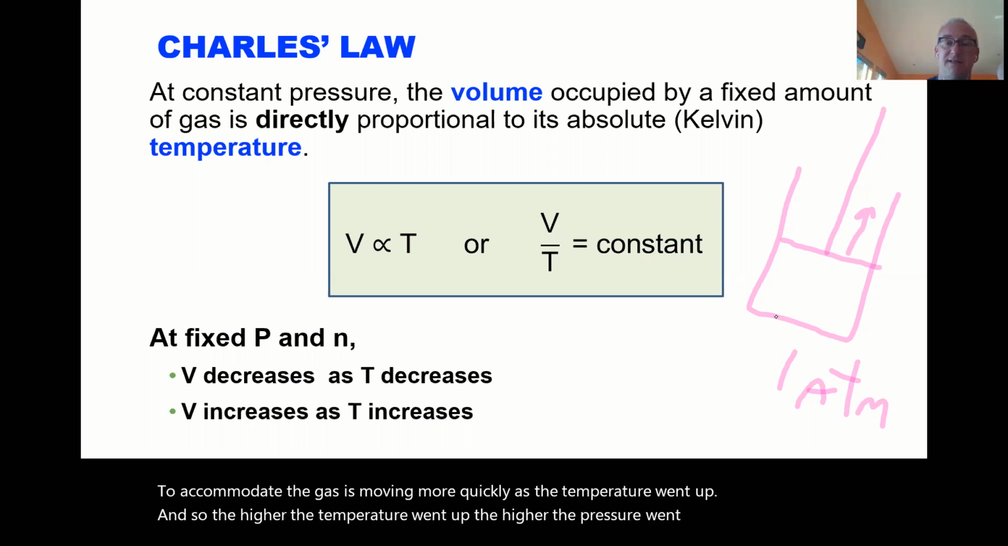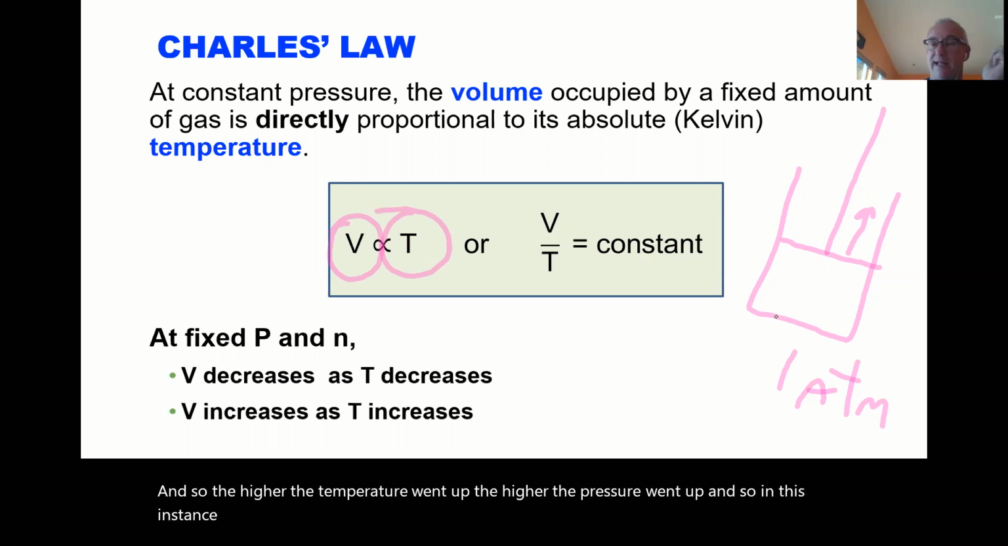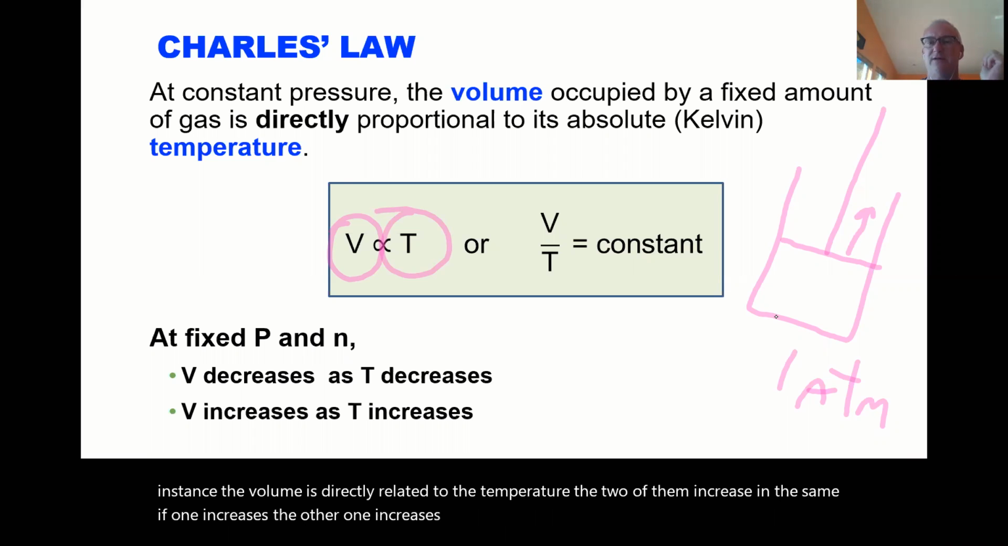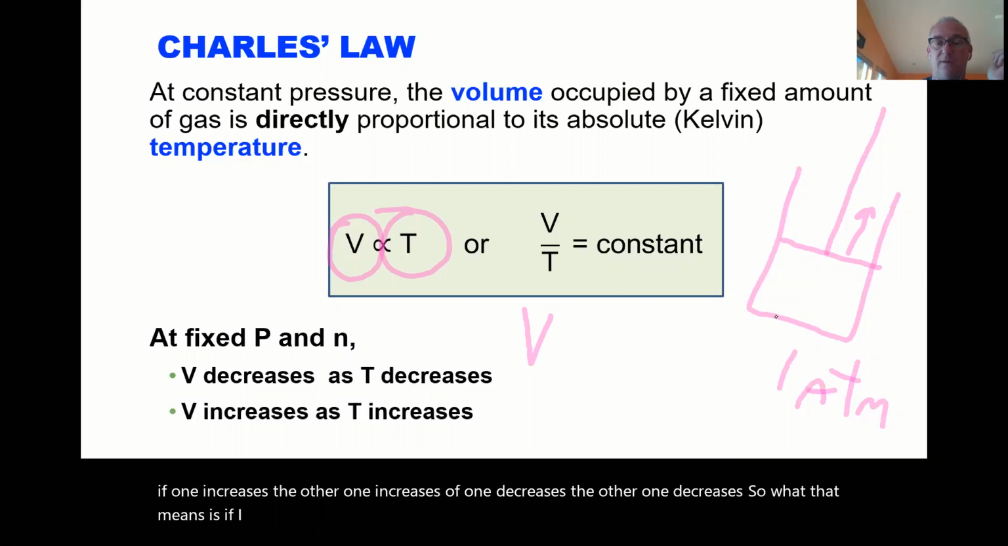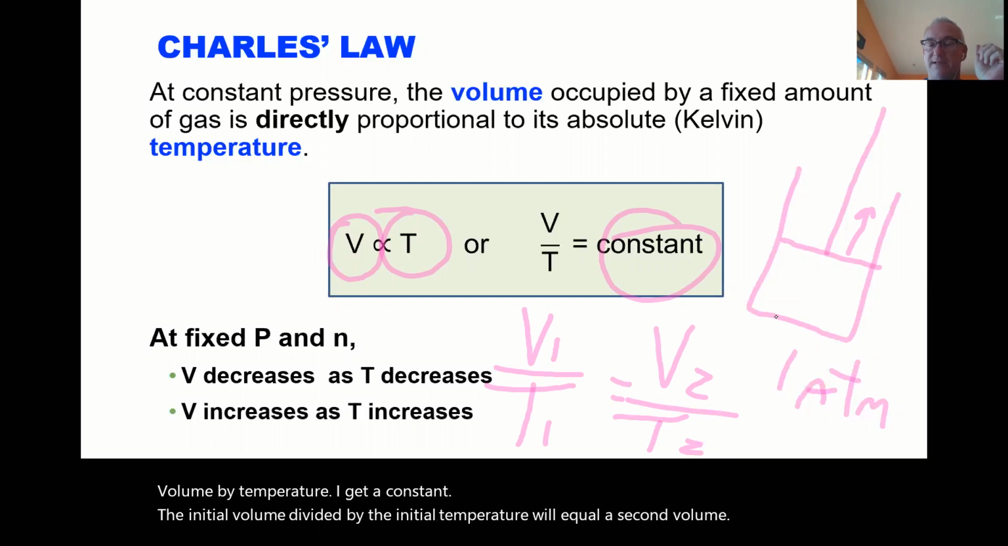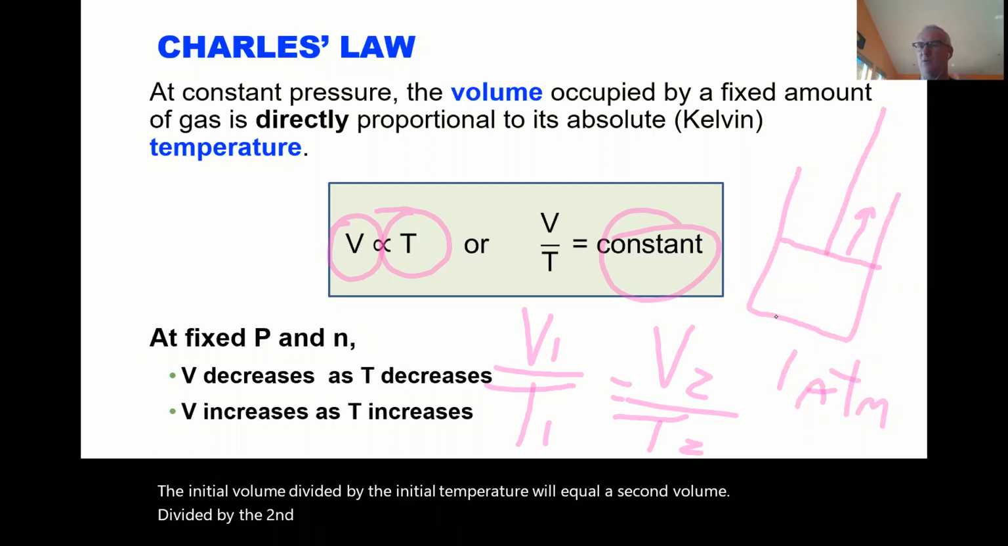And so in this instance, the volume is directly related to the temperature. The two of them increase together. If one increases, the other one increases. If one decreases, the other one decreases. So what that means is if I divide volume by temperature, I get a constant, because the initial volume divided by the initial temperature will equal the second volume divided by the second temperature. These two things are equal.